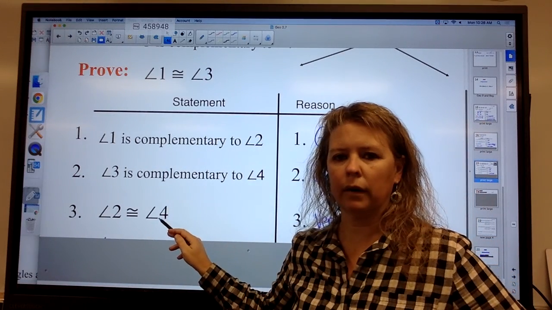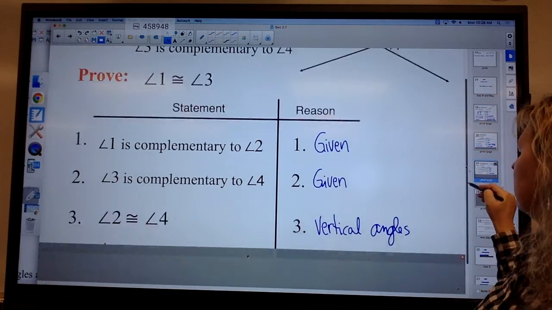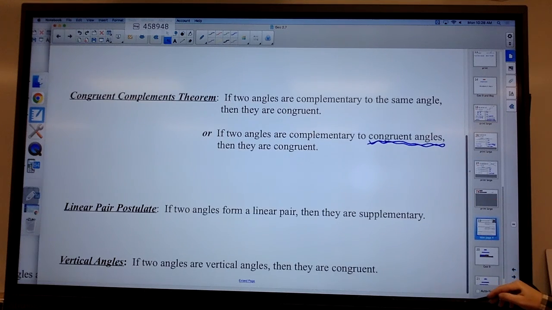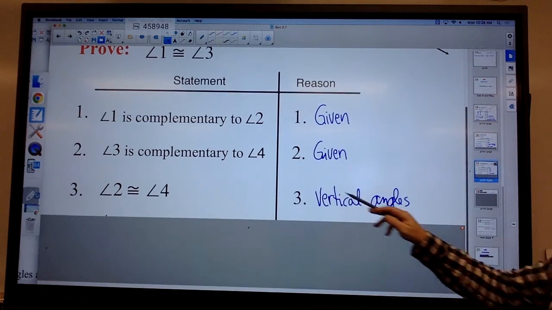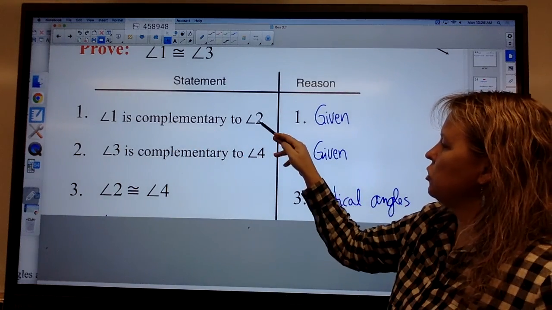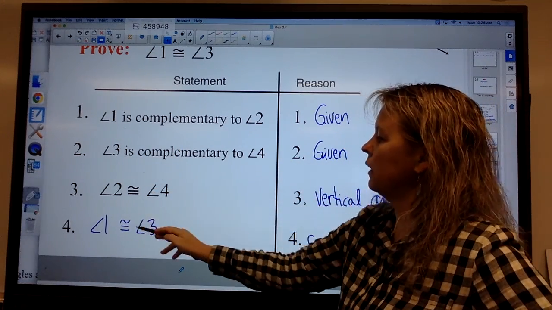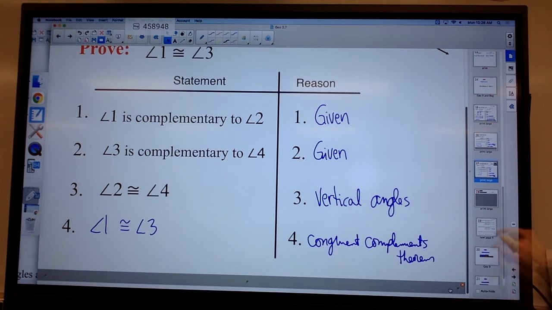Angle 2 is congruent to angle 4. How are they possibly congruent? If you look carefully at the diagram, those are called vertical angles. And you have vertical angles also on cheat sheet 4. If two angles are vertical angles, then they are congruent. So by vertical angles. And now that we have if two angles are complementary to congruent angles, then they are congruent. Going back to the two angles, they are congruent by the congruent complements theorem. We know we're going to use that, but first we had to make those congruent. A nice little 4-step proof.